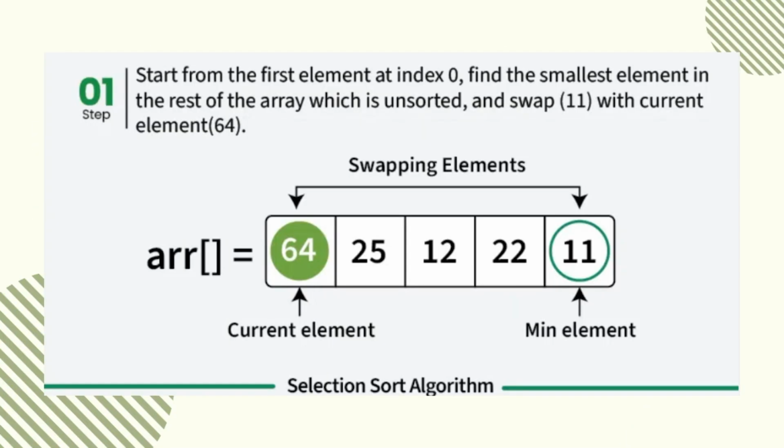So here we have steps. Step 1, start from the first element at index 0, find the smallest element in the rest of the array which is unsorted, and swap with the current element. So here we have an array with these elements: 64, 25, 12, 22, and 11. We have indices 0, 1, 2, 3, 4, which is 5 elements. So the first element is 64.